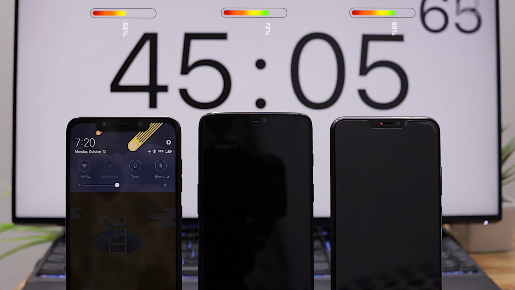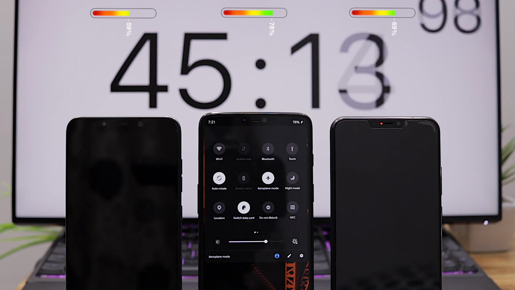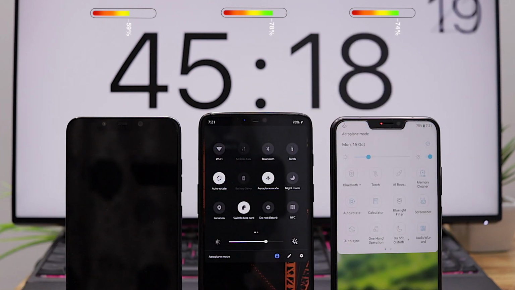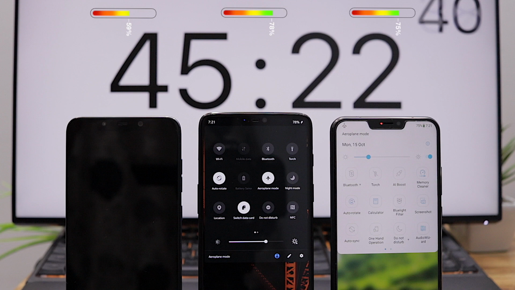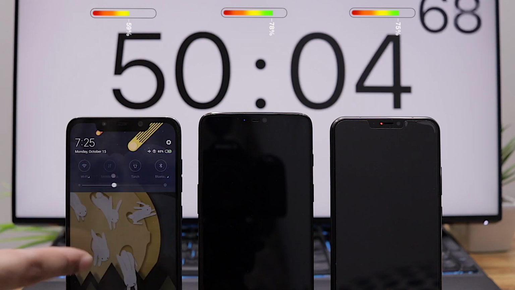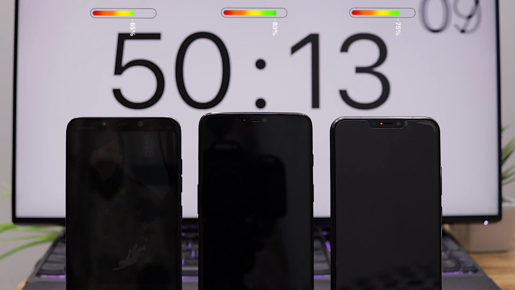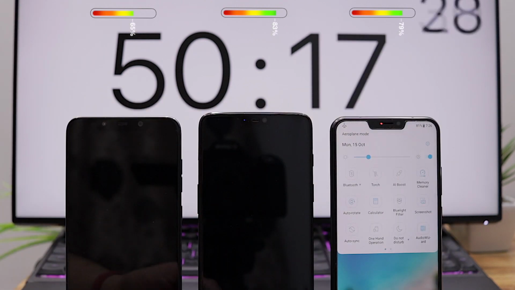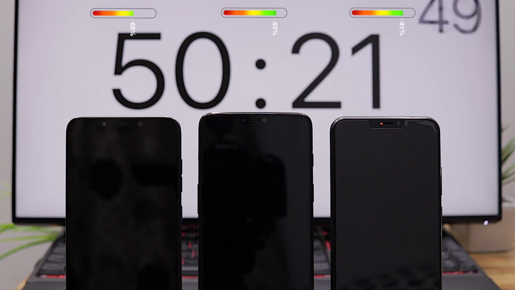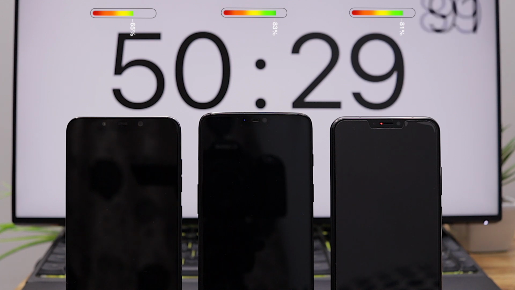After 45 minutes, Poco F1 is 59% charged, OnePlus 6 is 78% charged and 5Z is 75% charged. So OnePlus 6 maintains the lead of 3%. After 50 minutes, Poco F1 is 65% charged, OnePlus 6 is 83% charged and 5Z is 81% charged. Zenfone 5Z is closing the gap now. OnePlus 6 still leads but by only 2%.